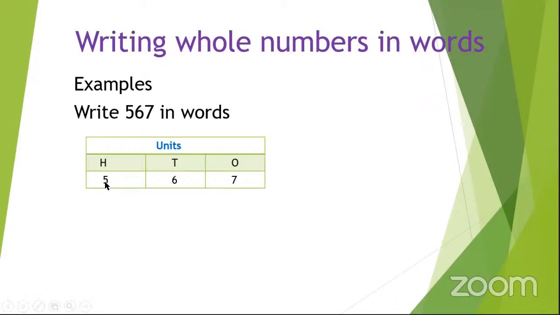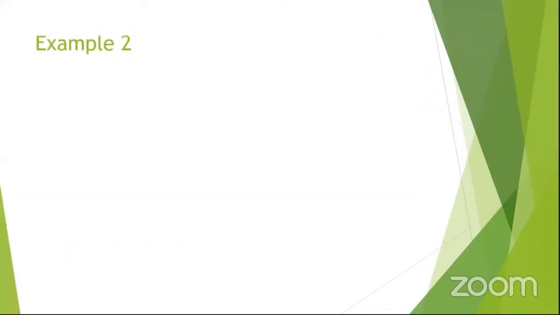So we shall read it as 567. You stop there, and this is how it will be written. We don't put commas because this is one group. That is when you're dealing with 3 digits only, because 3 digits belong to the first group, that is units. Then let us see another example here.